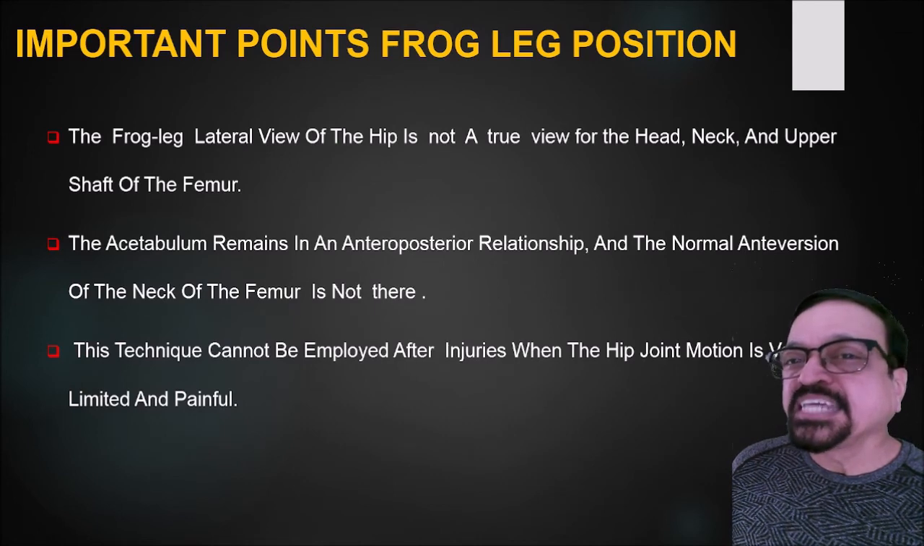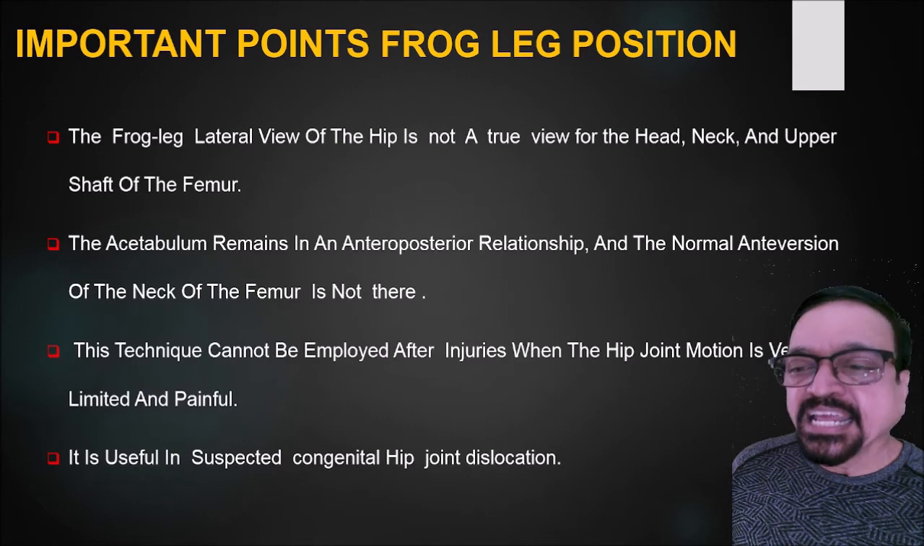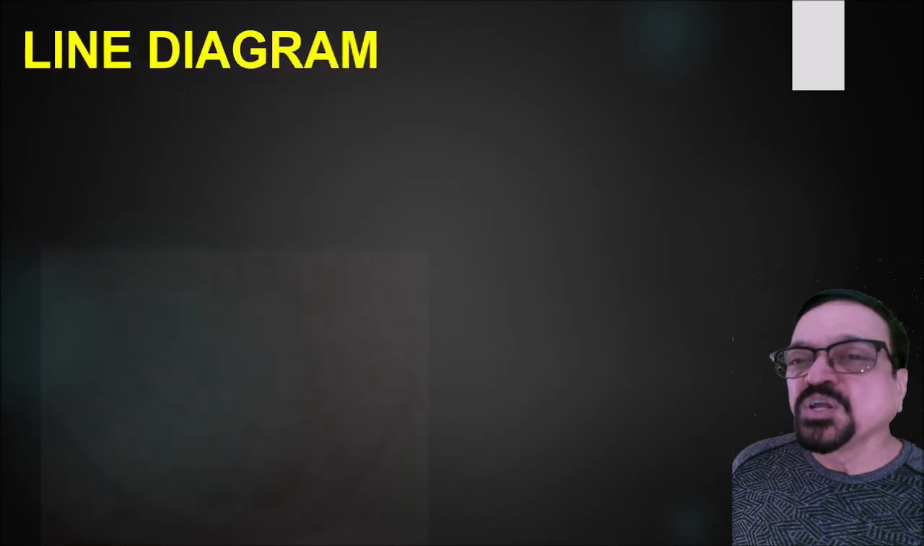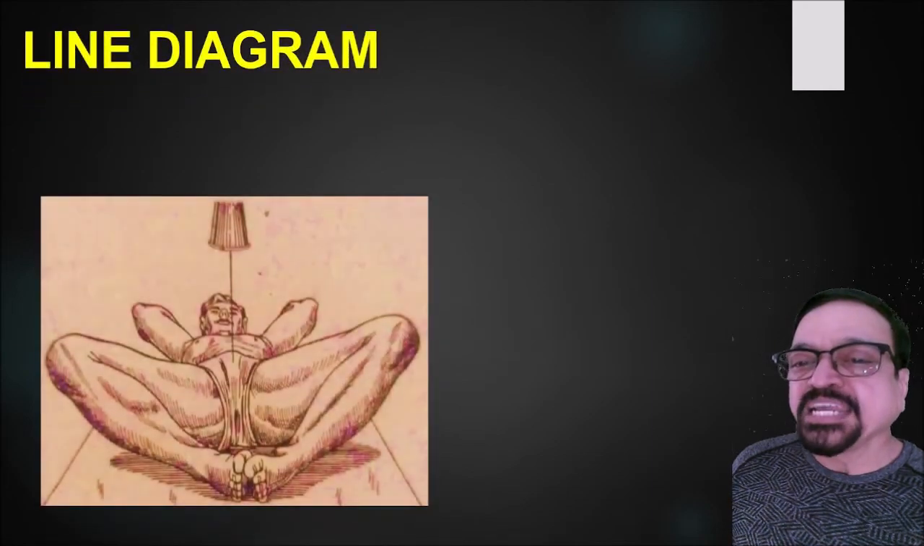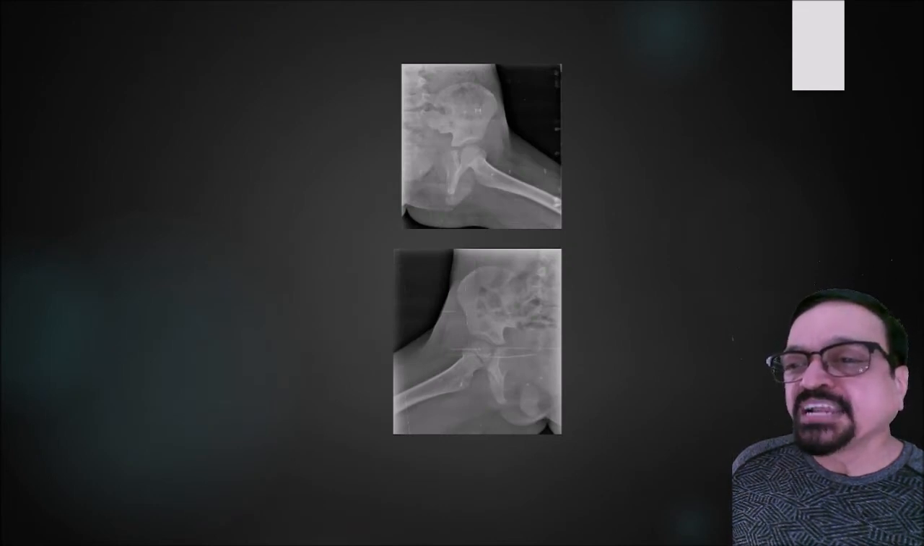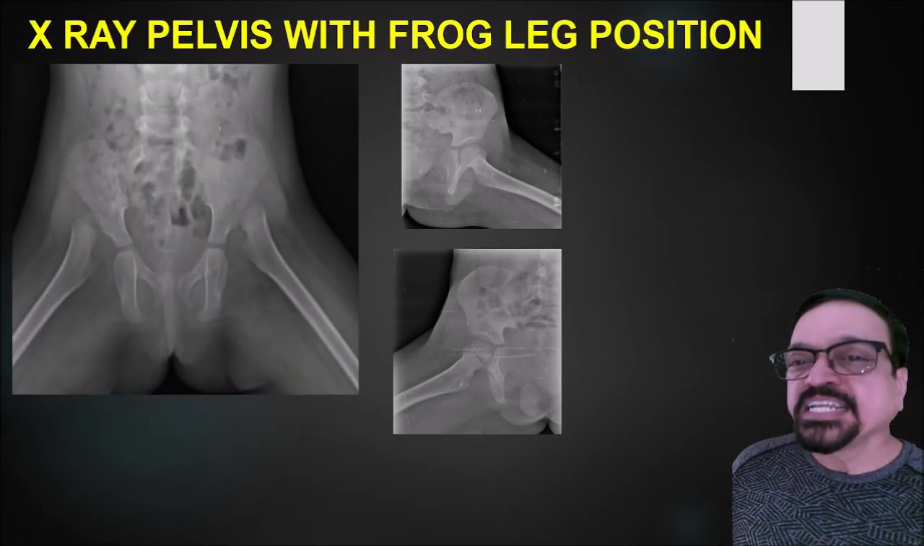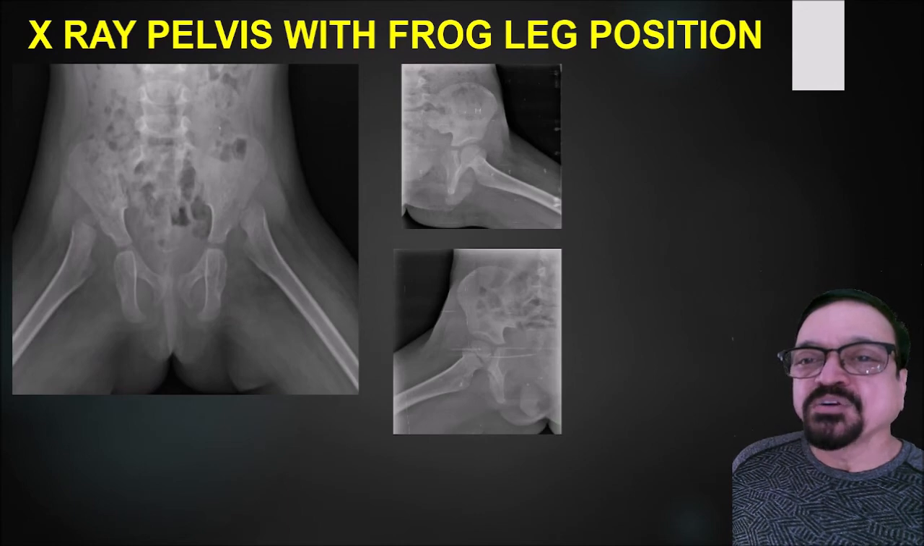So these are the limitations, and the main use where most of the time it is taken is in congenital dislocation. It can detect it at a very early stage also. Now this is a line diagram for the frog leg position. These are the x-rays where they are separately shown, right side, left side, and here both sides are shown. Both sides have congenital dislocation of the hip. That is not a part of this lecture, but the technique of x-ray is definitely part of this lecture.